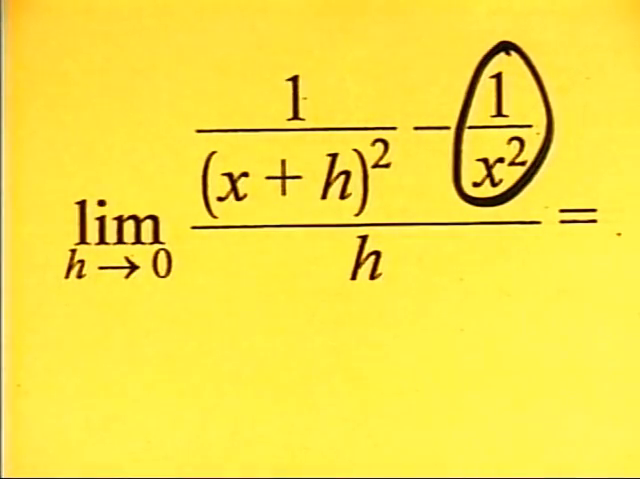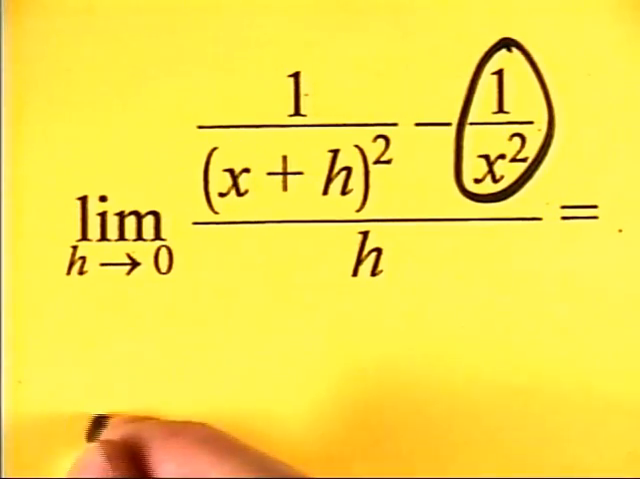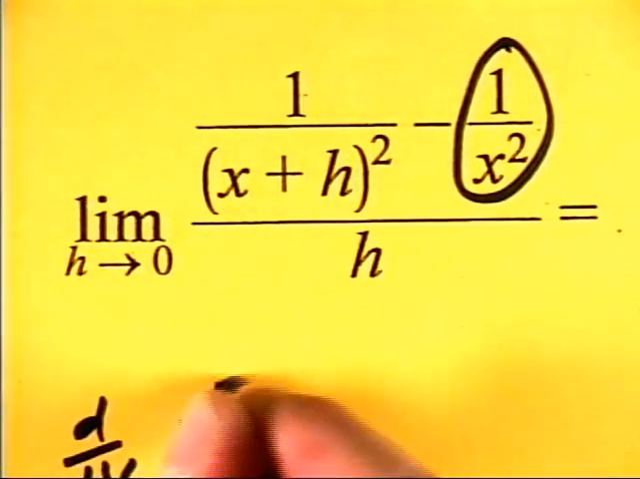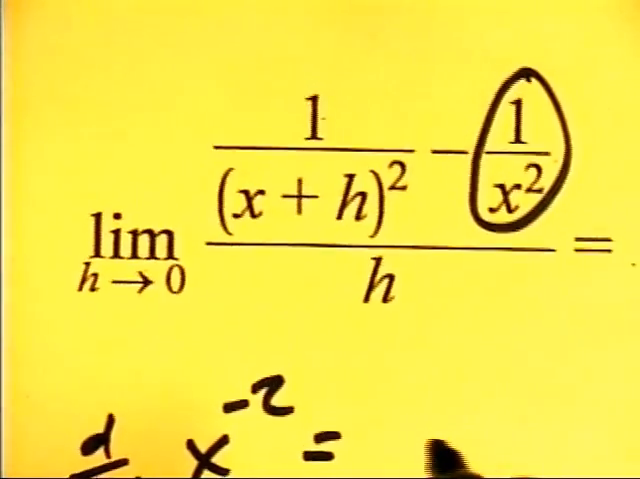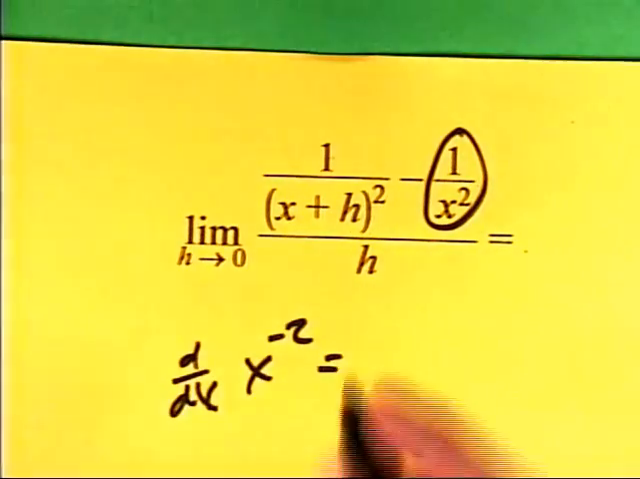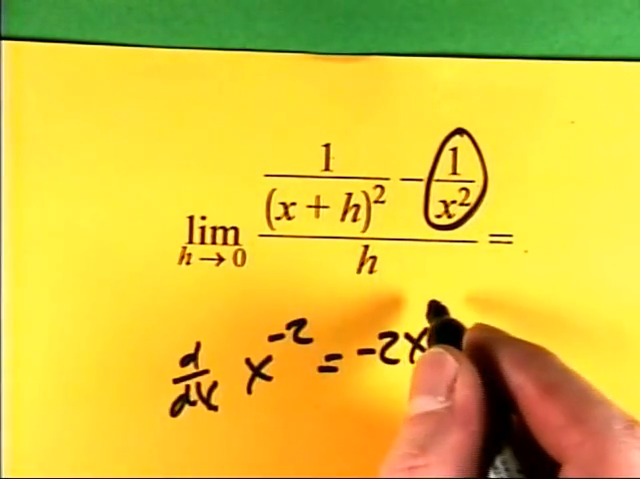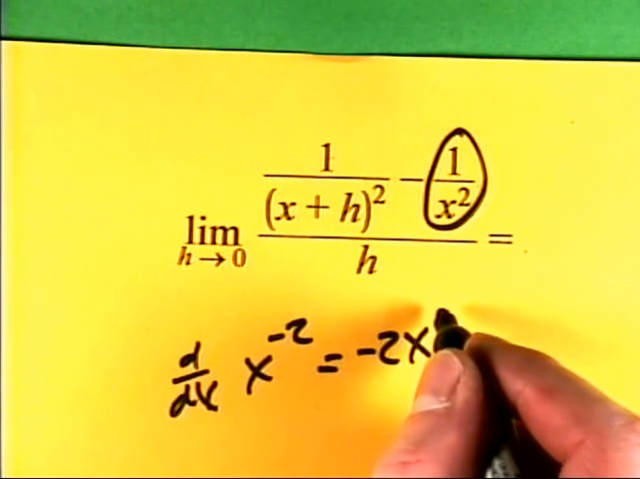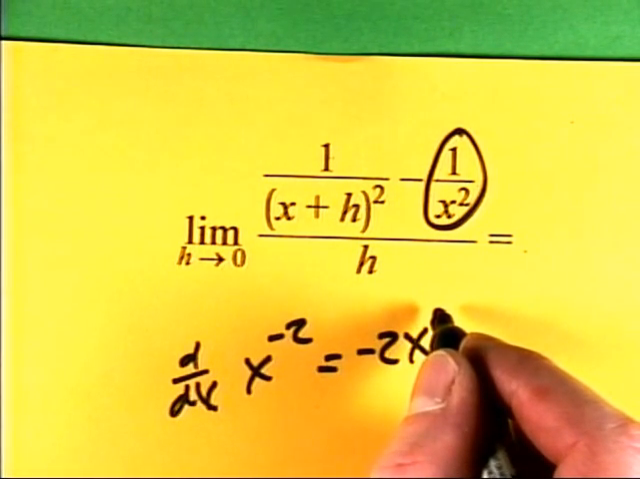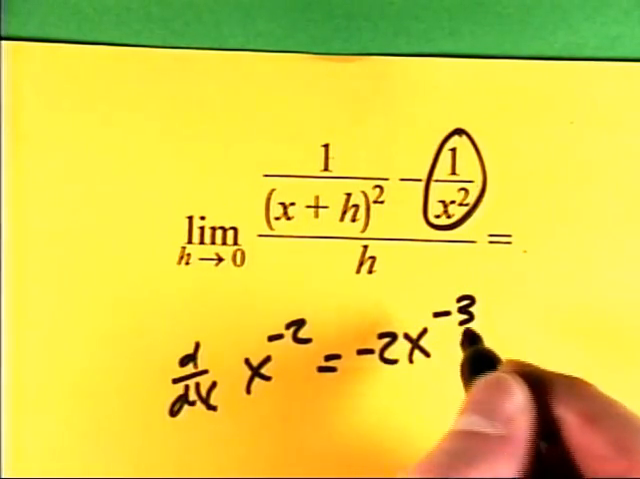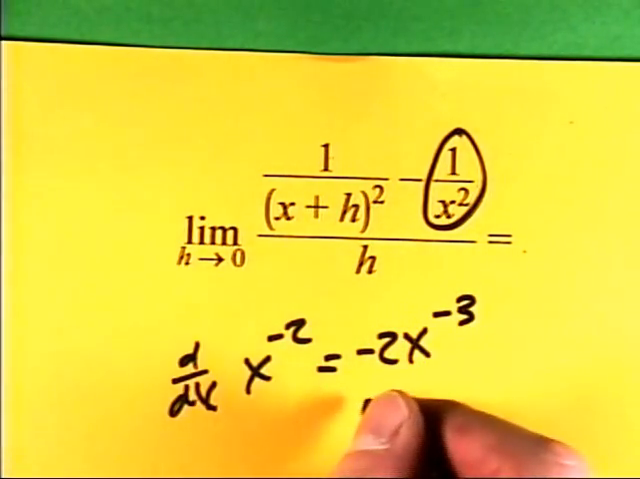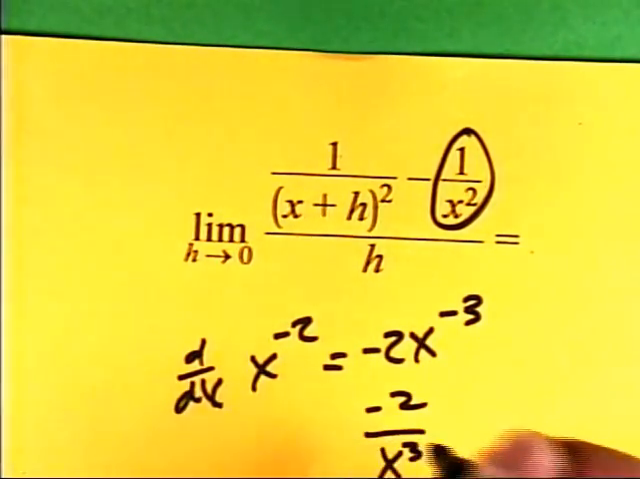It's the power rule, which is x to the negative 2, and then subtract 1, which is negative 2 over x to the negative 3, which goes down to the bottom. So it's negative 2 over x cubed, right? Yeah, that's what I was trying to say.